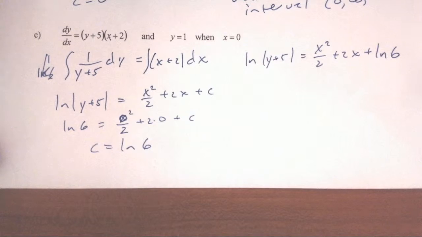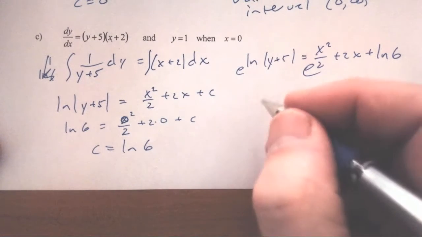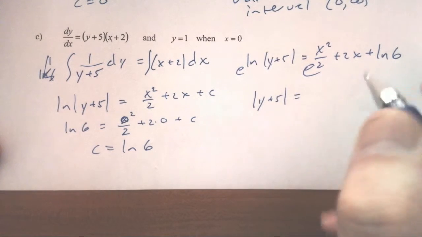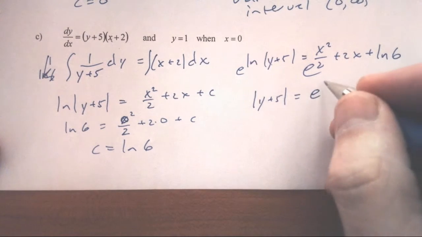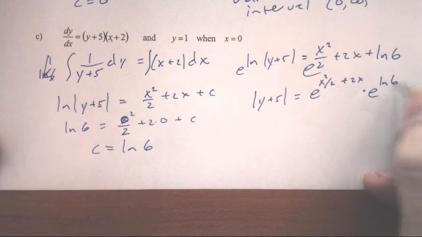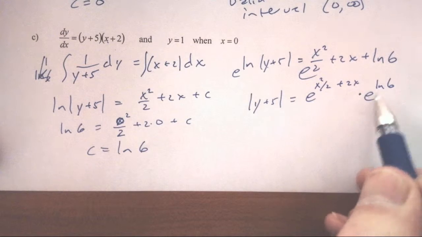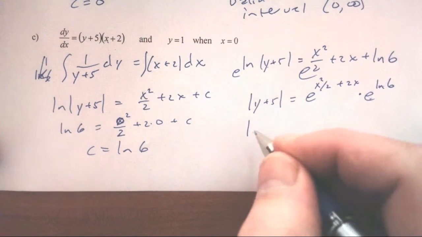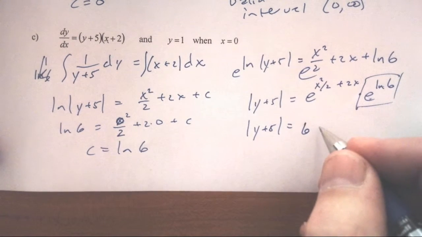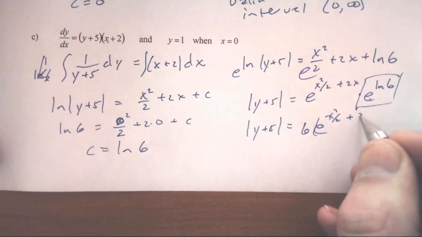All right, got a little sneakiness here again. I'm going to solve for y by taking both sides, making it e to the. That gives me, still have my absolute value, y plus 5 equals, I'm going to write this as e to the x squared on 2 plus 2x times e to the ln 6. Why didn't I separate this into e to the x squared on 2 times e to the 2x? There's no payoff, but there's a payoff to get this alone. So I have absolute value y plus 5 equals, this is 6, 6 times e to the x squared on 2 plus 2x.